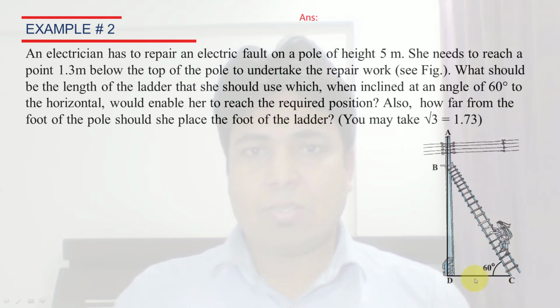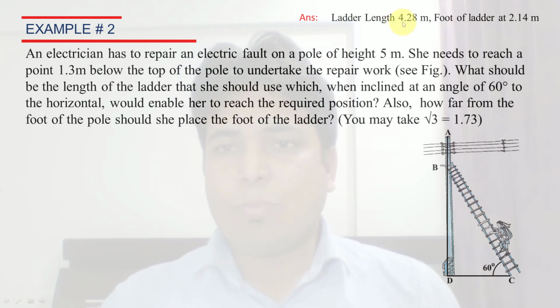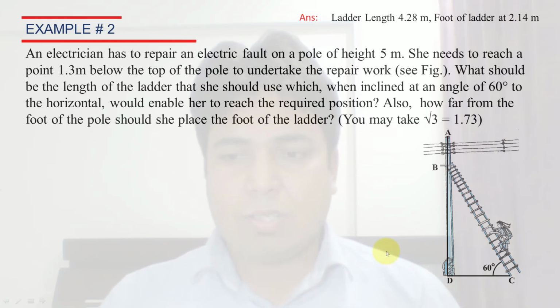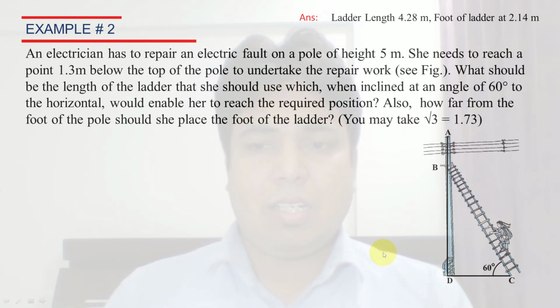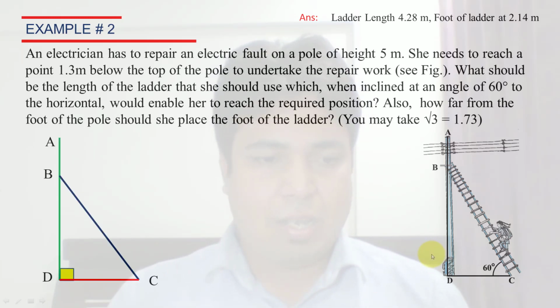So the answer to this question is: the length of the ladder is 4.28 meter, that is the length of this, and the foot of the ladder is at 2.14 meter, that is this distance. Let's move on to the question figure, how to make the question figure. This is the real picture that is given here, and the problem figure is a little bit different. So let's move on to the problem figure.